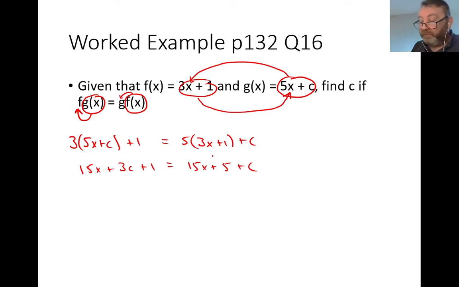All right. Now the lovely thing here is, of course, because 15x is the same value on both sides, it cancels. So now you gather your variables to one side and your constants to the other side. So that means we're going to get rid of plus c by introducing a minus c on both sides. So 2c is equal to 5 minus 1, which is 4, and c, therefore, is equal to 2.